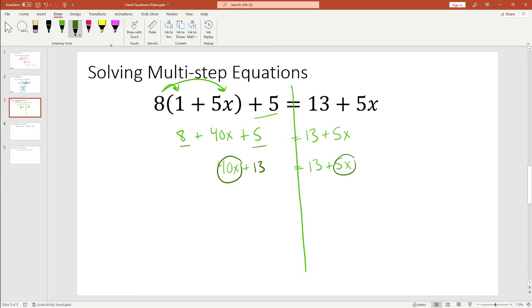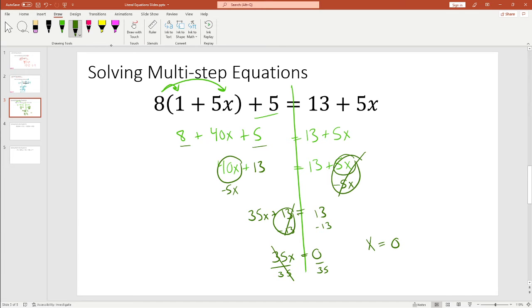So what we were talking about in class was moving the one that has the smaller coefficient. In this case, 5 is a lot smaller than 40, so let's subtract 5x from both sides, because that makes a 0, and I'm going to cross it out. I'm just left with 13 over here. Let's make sure we're also subtracting it from this side to get 35x plus 13. This is just a two-step equation. Let's clean up and do our inverse operations on this side as well, subtracting 13 on both sides to get this expression. And then if I divide by 35, I end up with x equals 0.